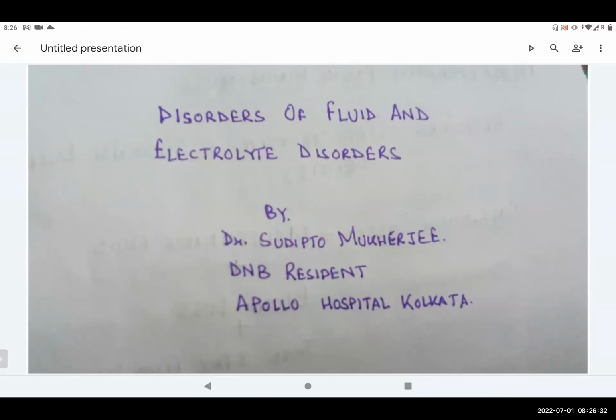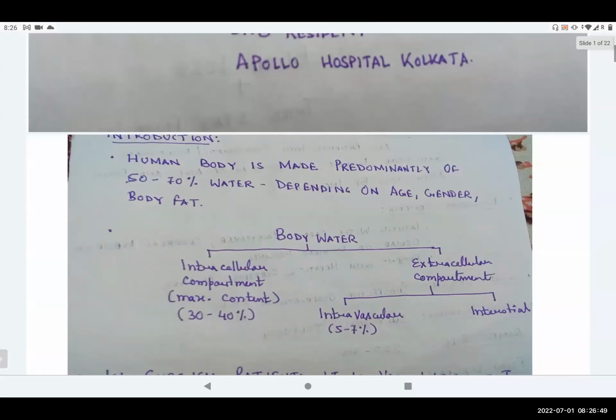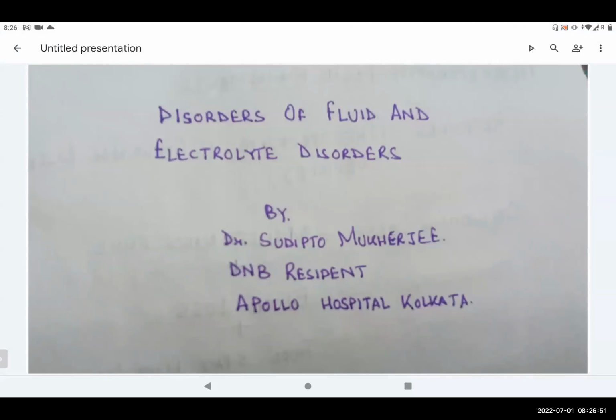Another way, sir, is 30 to 40 ml per kg of body weight. Very good. That is the general dictum, sir. So 35 ml per kg of body weight per day is usually the requirement. That amounts to approximately 2,500 ml of fluid per day.